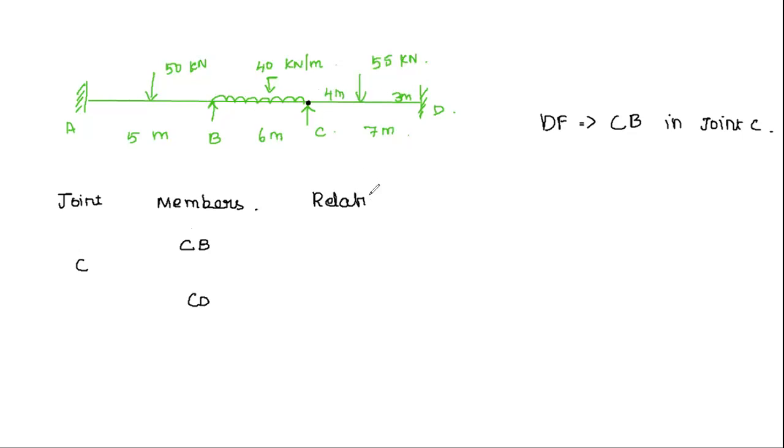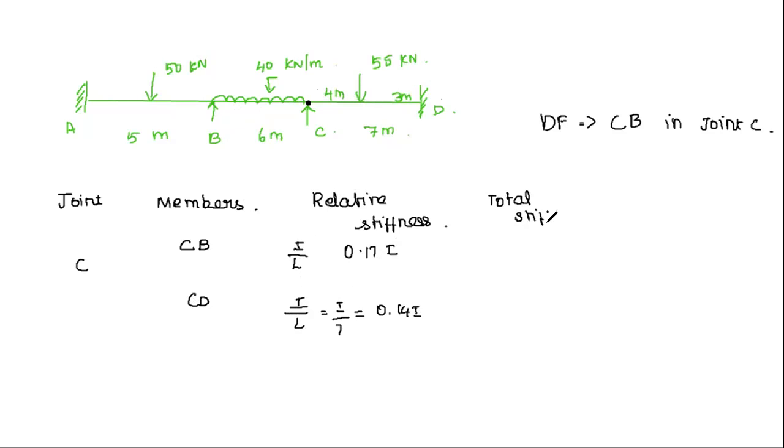What is the relative stiffness value? For CB, it is continuous, which means we can assume the far end is fixed, so I by L, which is equal to 0.17 I. Here CD, the farther end is also fixed, which is I by L, that is I by 7, equal to 0.14 I. The next step is to find the total stiffness acting at that joint, which is 0.17 plus 0.14, which is 0.31 I.